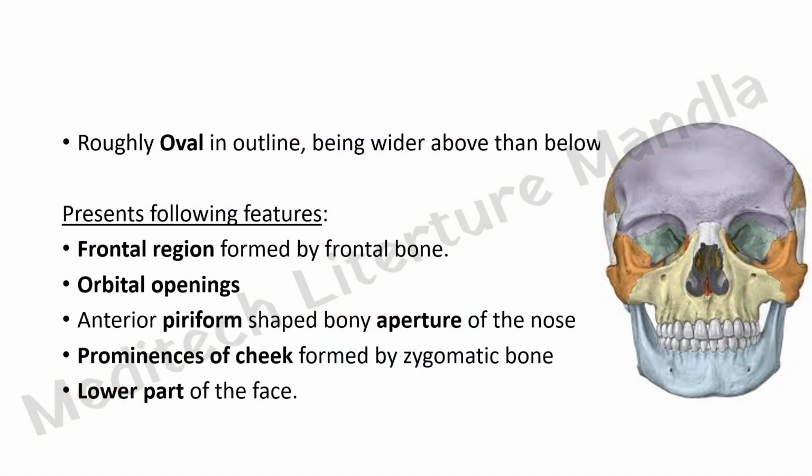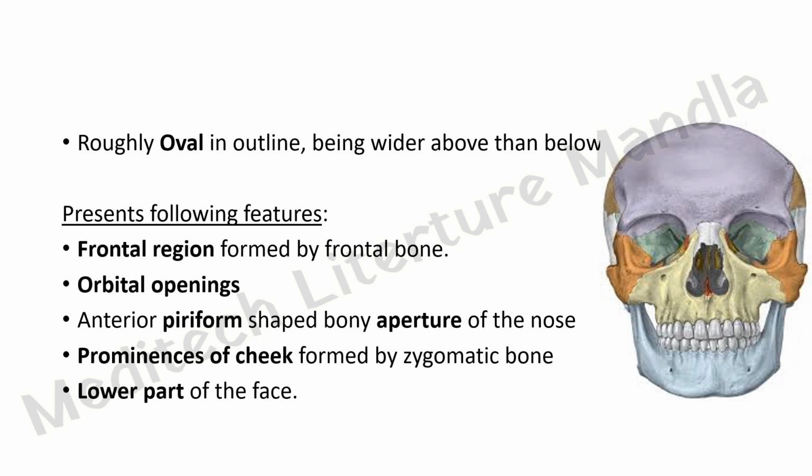Talking about shape, it is roughly oval in outline. It is wider above than below. That is roughly oval in shape. Then the presenting features of this view are the frontal region, that is the uppermost part. Frontal region, it is formed by the frontal bone.